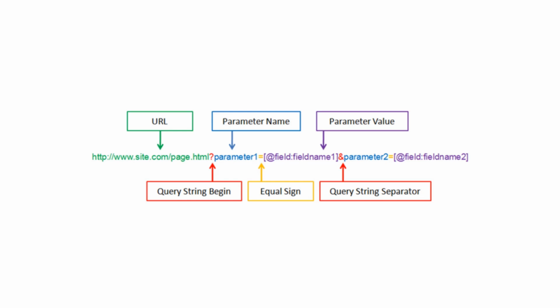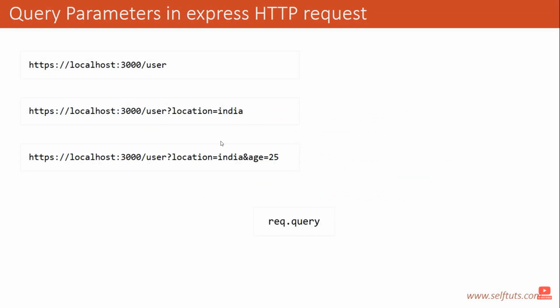So suppose our request is using this link. This is the URL parameter, or this is the parameter name, parameter 1. This is the sign of query string begin, this is the equal sign, this is the parameter value, and this ampersand sign is the query string separator. Parameter 2 follows the same process. So next, we are looking at query parameters in an Express HTTP request.